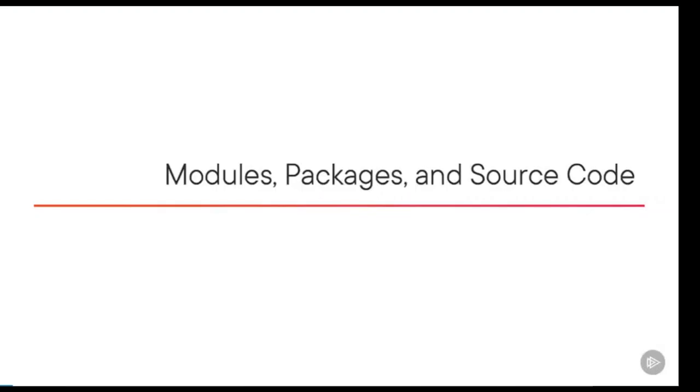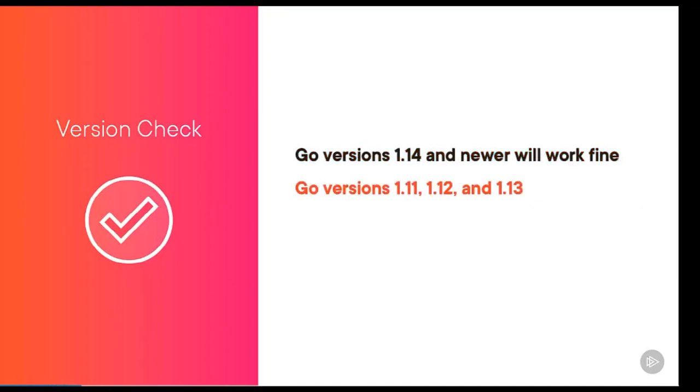Okay, so a bit of housekeeping before we crack on. First up, a version check. Everything we're going to do is going to work fine in Go version 1.14 and newer. It should even work as far back as 1.11. You just need the Go 111 module variable set to on for anything before 1.14. And the other thing you need to know is the structure of Go packages and modules.